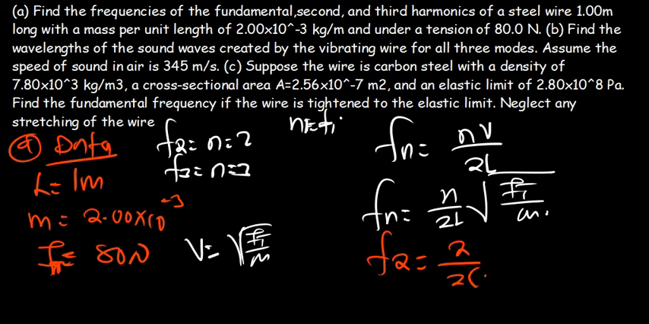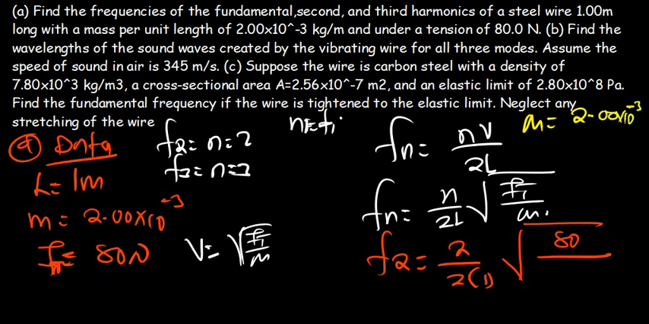The length is 1. The tension force is 80. Then mu. How can we find the mu value? Like I said, the mu value is given by the mass divided by the length. So the mass is 2.00 times 10 to the power negative 3 divided by 1. So we end up having the same 2.00 times 10 to the power negative 3.